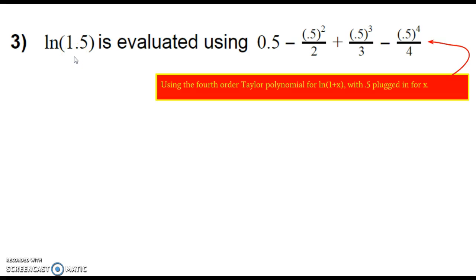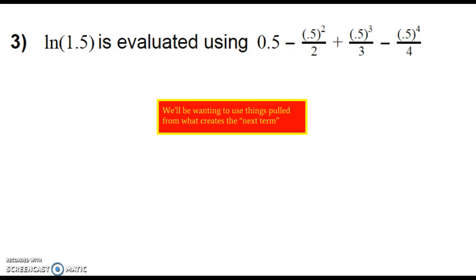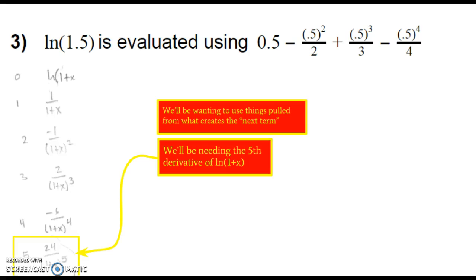This is the fourth order Taylor polynomial for the natural log of 1 plus x with 0.5 of x plugged in. So we're going to need the fifth derivative, and what's happening with x to the fifth all over 5 factorial. That's what's used to create the next term. The fifth derivative of this function takes us all the way down to this guy.